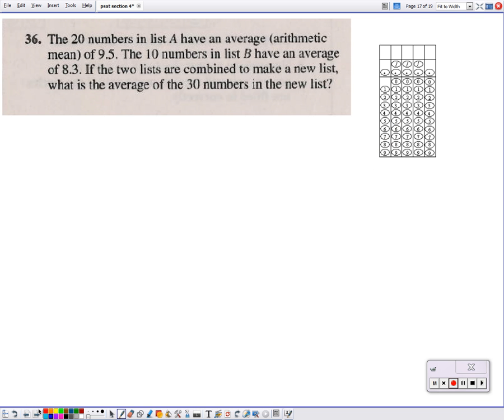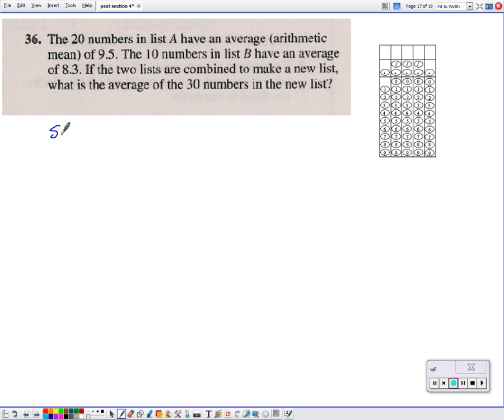Question 36. The 20 numbers in list A have an average or an arithmetic mean of 9.5. The 10 numbers in list B have an average of 8.3. If the 2 lists are combined to make a new list, what is the average of the 30 numbers in the new list? Well, to find the average of list A, I would have to add up list A.